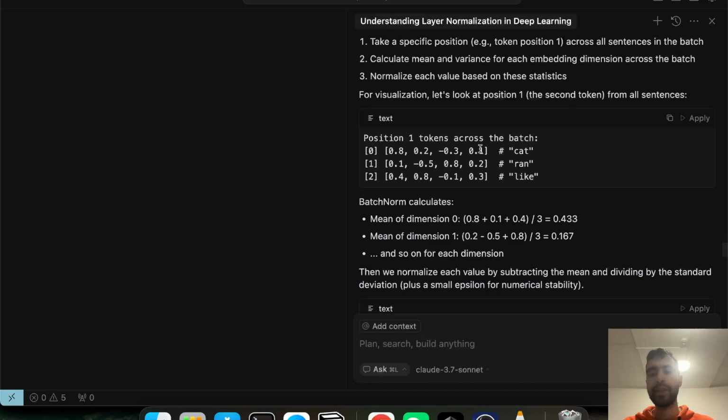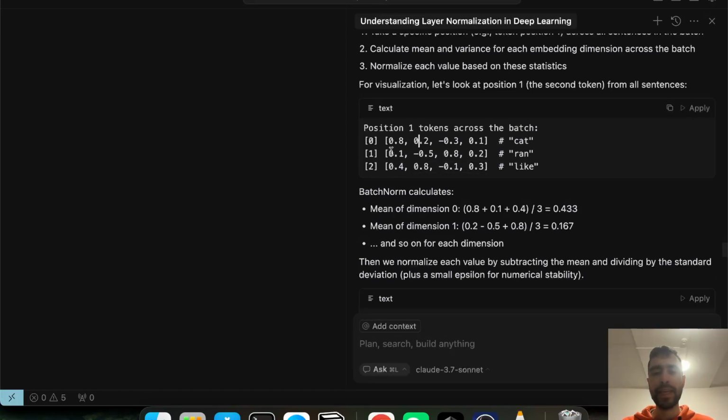And then here you see we have the second token, which is the token at position 1 from each sequence. So it's going to be cat, ran, and like. That's the second word, the second token in each sentence. And these are their embeddings.